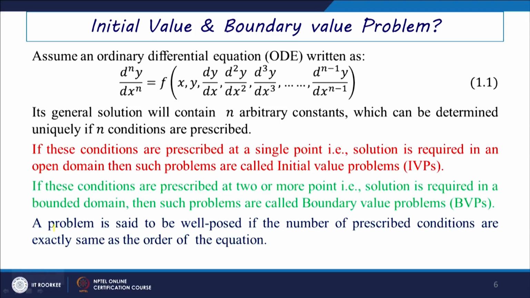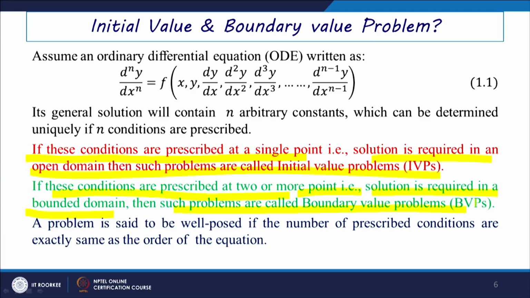Considering this section here, if these conditions are prescribed at a single point, that is, a solution is required in an open domain, then such problems are called initial value problems. And if these conditions are prescribed at 2 or more points, the solution is required in a bounded domain, then such problems are called boundary value problems.